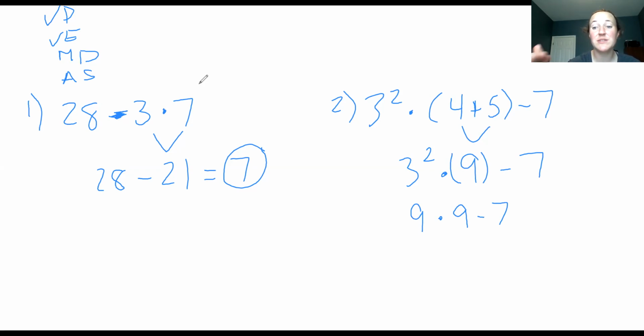We're staying organized. We're going step by step so we don't lose track of anything. Multiplication and division. Well, I've got multiplication, so that's going to get me 81. Then 81 minus 7 gets me to 74. Give you a second to write that down.